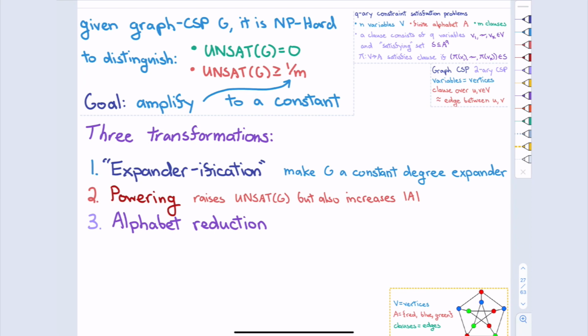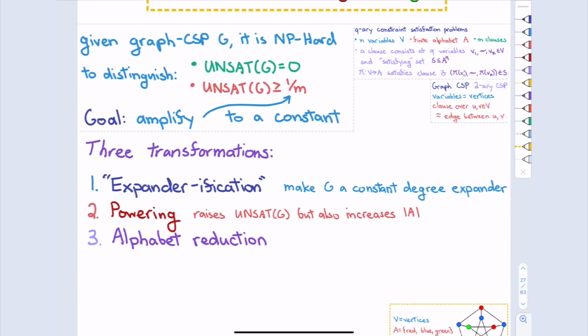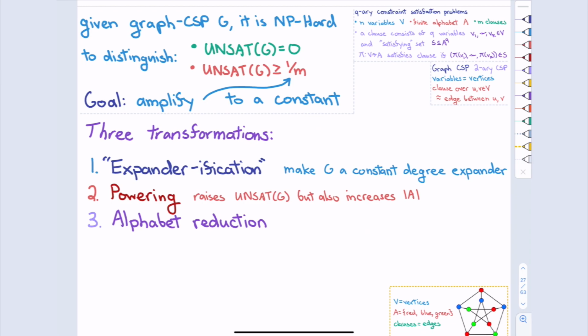But the third step, which I rushed a little bit for lack of time, was this alphabet reduction step. Right, so if you remember, the powering roughly is taking a graph and powering the graph and then making appropriate changes on the CSP side. But one cost of it is that the size of your alphabet went up.